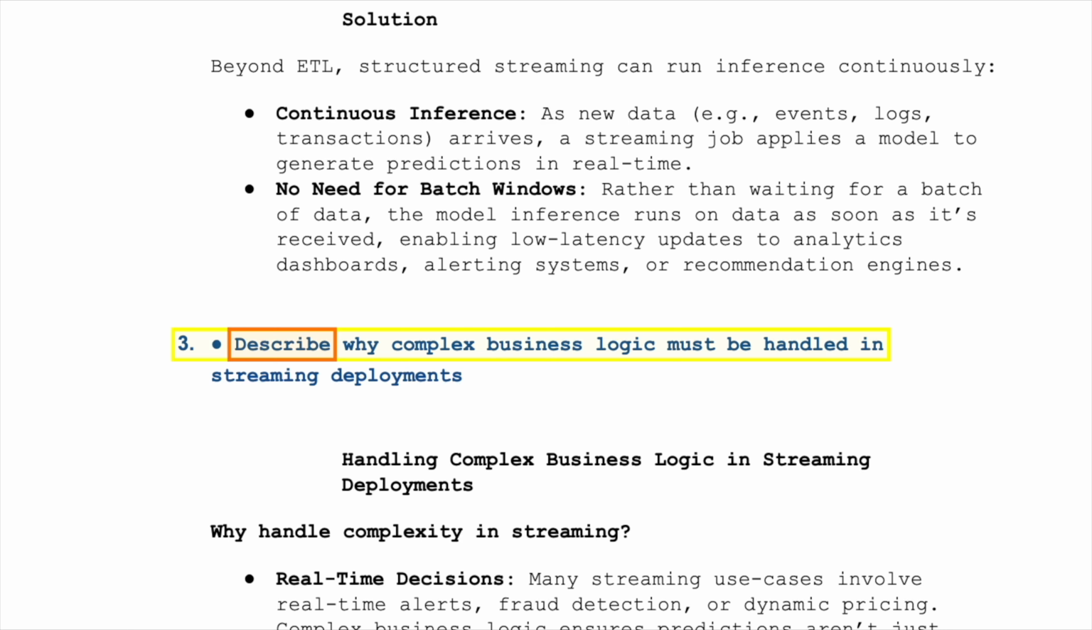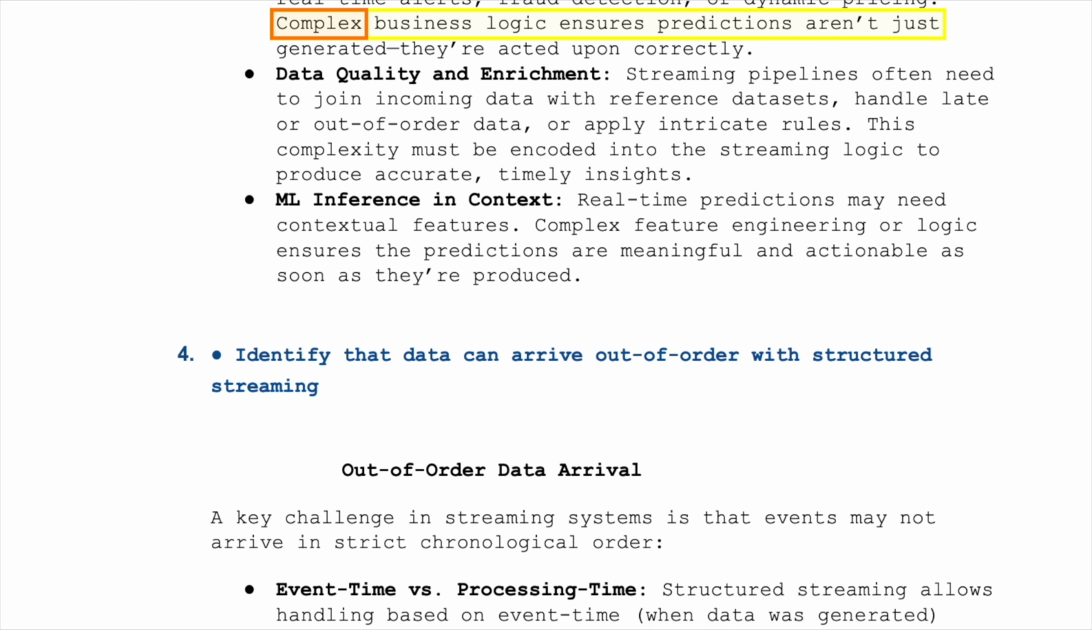3. Describe why complex business logic must be handled in streaming deployments. Handling complex business logic in streaming deployments. Why handle complexity in streaming? Real-time decisions. Many streaming use cases involve real-time alerts, fraud detection, or dynamic pricing. Complex business logic ensures predictions aren't just generated, they're acted upon correctly.